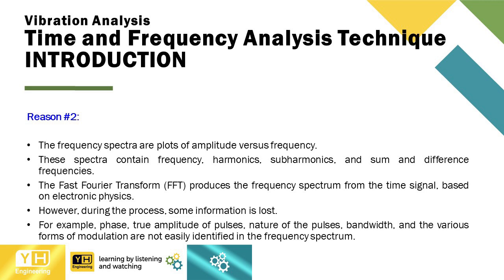Reason number 2: the frequency spectra are plots of amplitude versus frequency. These spectra contain frequency, harmonics, subharmonics, and sum and difference frequencies. The fast Fourier transform, FFT, produces the frequency spectrum from the time signal, based on electronic physics. However, during the process, some information is lost. For example, phase, true amplitude of pulses, nature of the pulses, bandwidth, and the various forms of modulation are not easily identified in the frequency spectrum.